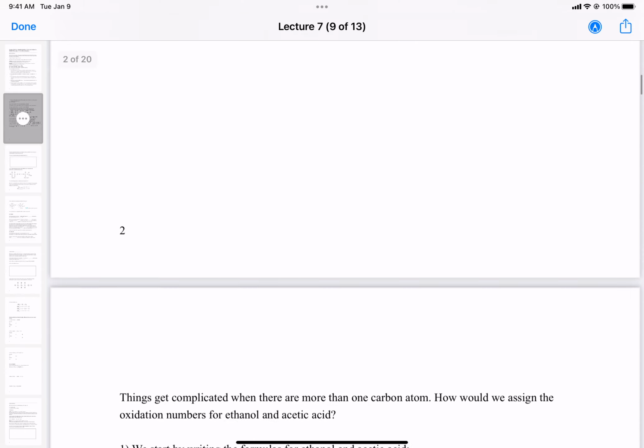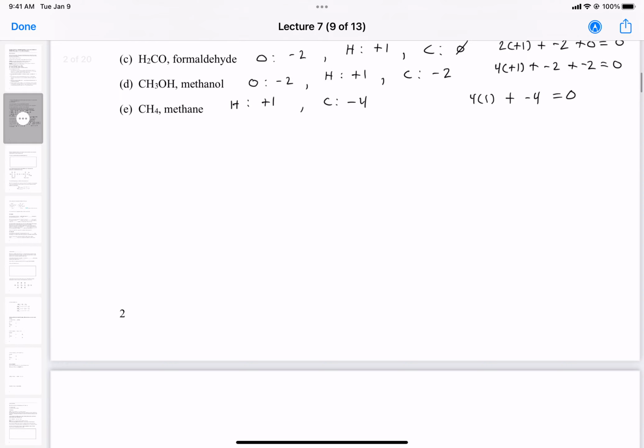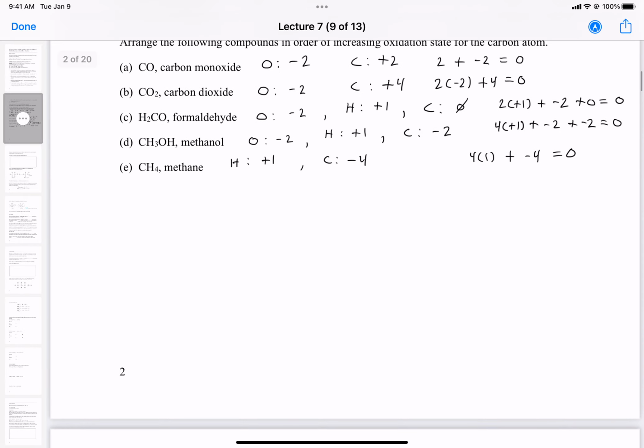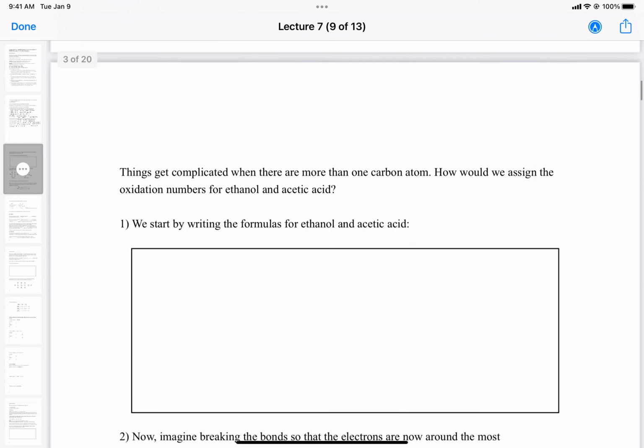So we kind of assigned many oxidation numbers, but now it gets complicated when there's more than one carbon atom. So in this case, we would have to assign it for every carbon atom, and they could be different. So the carbon atoms don't have to be the same.